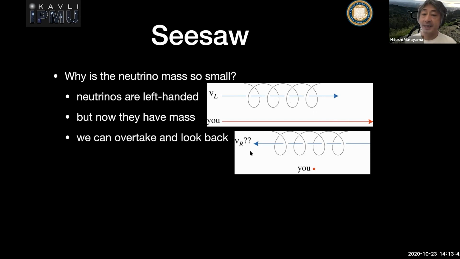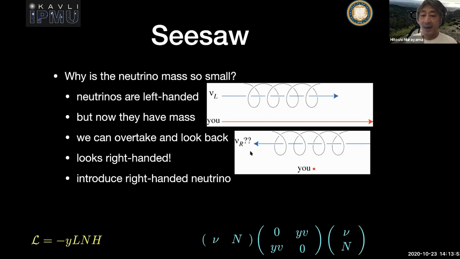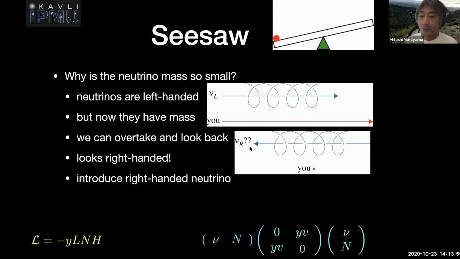But we have never seen a right-handed neutrino experimentally. But we have seen a right-handed neutral fermion, which is actually an anti-neutrino. So if you overtake a neutrino and observe it spinning clockwise, you may actually be looking at the anti-neutrino instead. So that's how the neutrino and anti-neutrino can turn into each other.